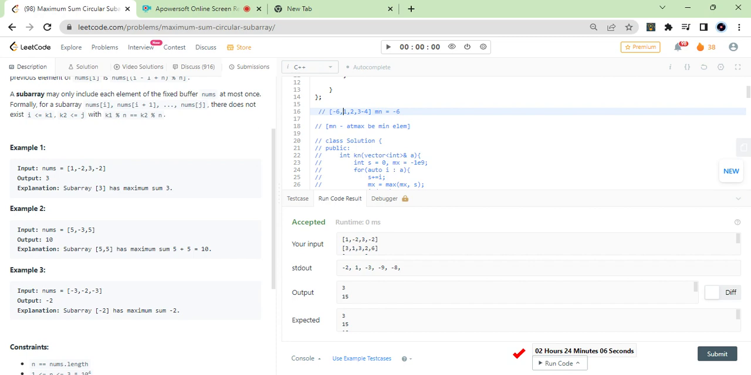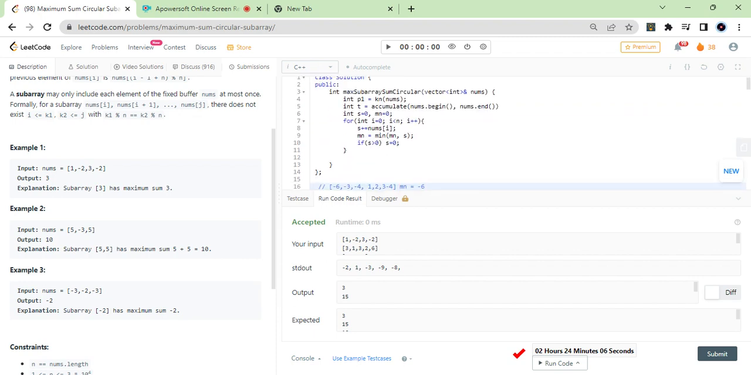But there would be cases, and it can go beyond. Obviously, it can have more. The minimum can go lesser than -6, like in this case it can go something like -13. That is also good, but it cannot go greater than -6. You know what I'm saying? That is the thing, but I think it should work. And then t is equal to accumulate nums dot begin dot end, with an initial value of 0.